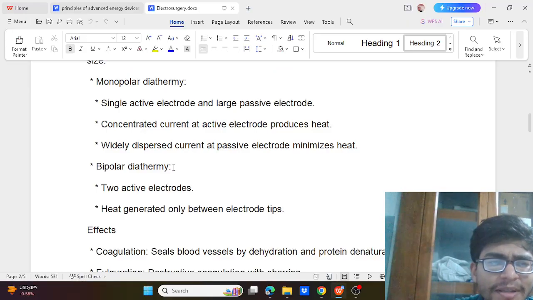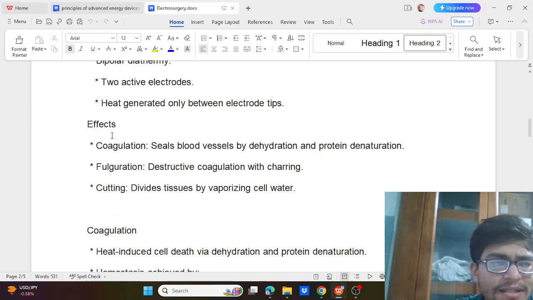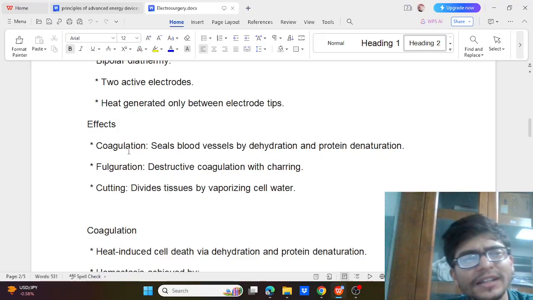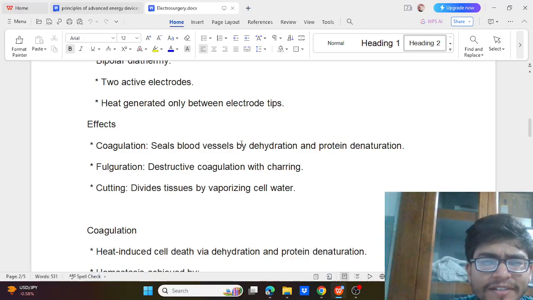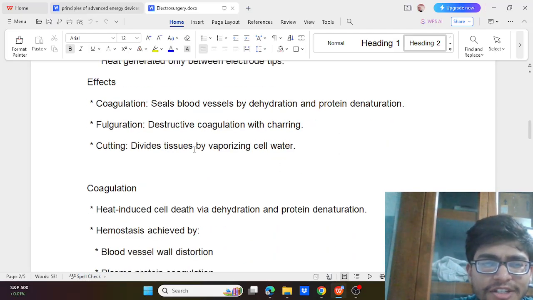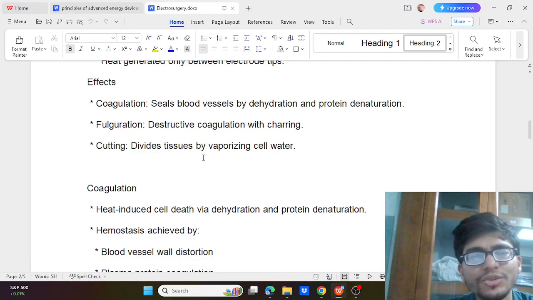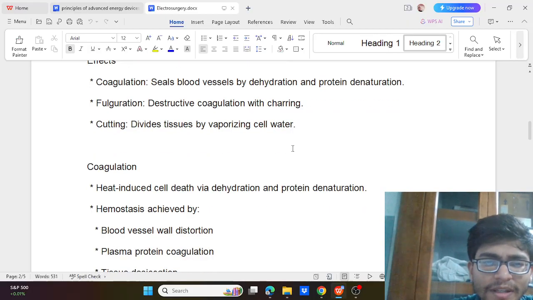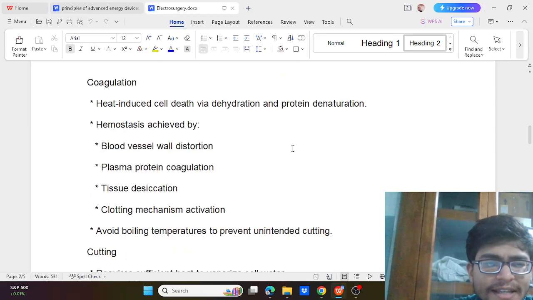Then we have bipolar diathermy, which has two active electrodes, and heat is generated only between the two active electrode tips. And how does diathermy show its effect? That is coagulation, fulguration, and cutting. Coagulation seals the blood vessels by dehydration and denaturation of protein. Fulguration is destructive coagulation along with charring. In cutting, it divides the tissue by vaporizing the cell water. So we'll see it in detail.